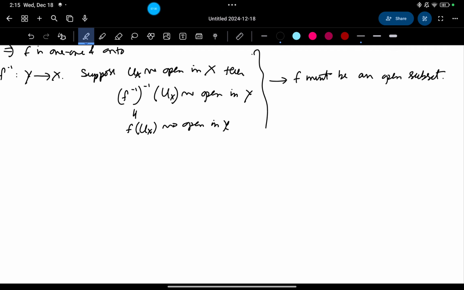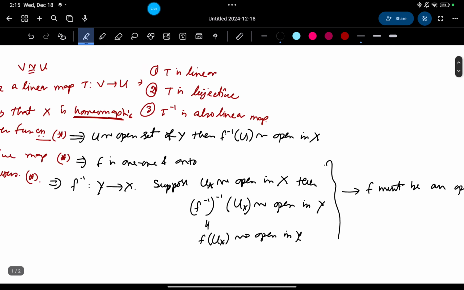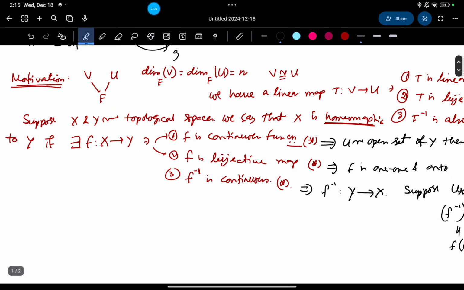All right, so this particular f, which is basically a bridge between two topological spaces, is said to be a homeomorphism.